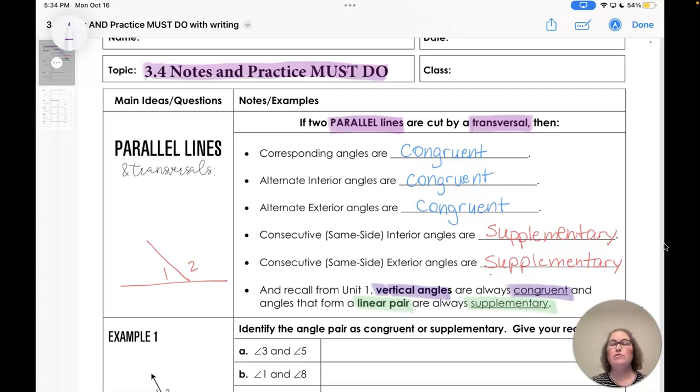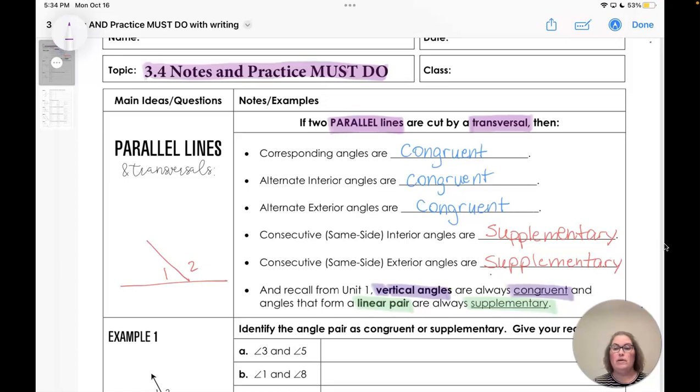So we've been talking about two lines being cut by a transversal, the line going through them, but some special things happen if those lines are parallel. So corresponding, alternate interior and the alternate exterior angles are all going to be congruent, same in shape, same in size. Then the consecutive, or the same side, interior and exterior, are going to add up to 180. Those are what we call supplementary.